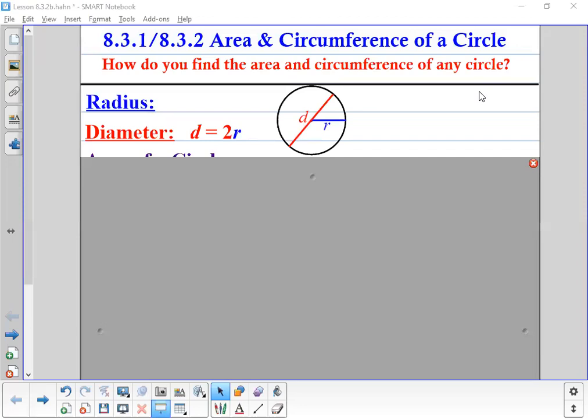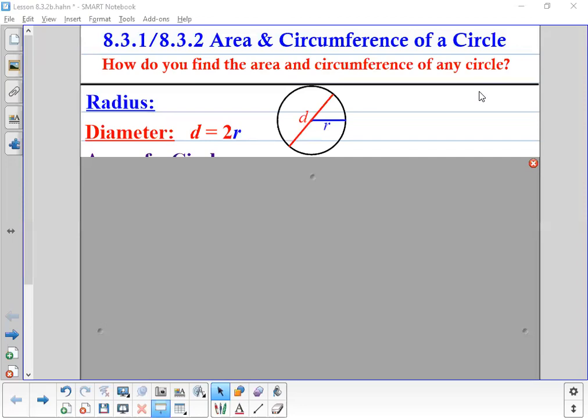Diameter is always going to be twice as long as the radius, because if you think of it, from the center to one edge is one radius, from the center to the other edge is the other radius, so that diameter is 2 radii long. So diameter is equal to 2 times the radius.